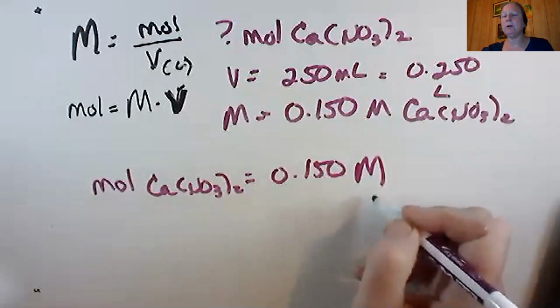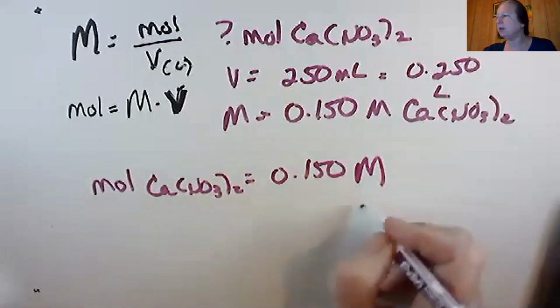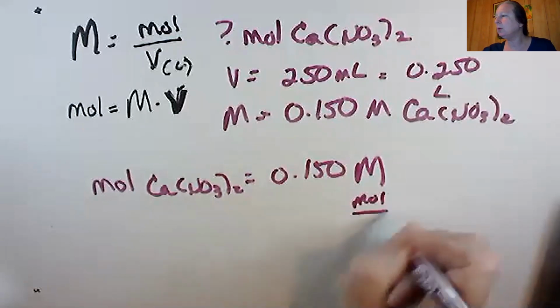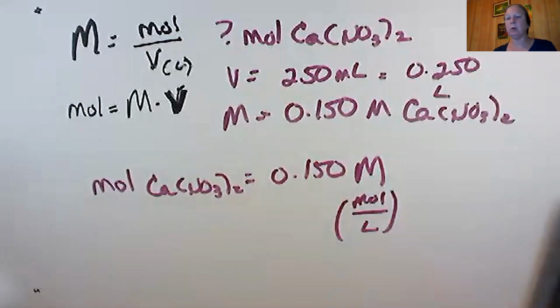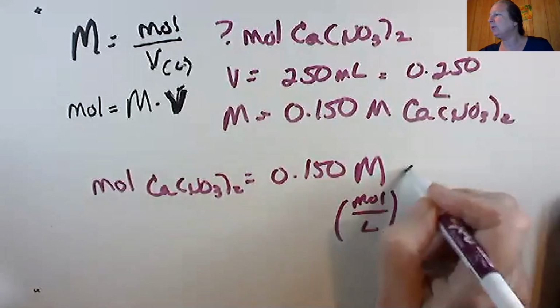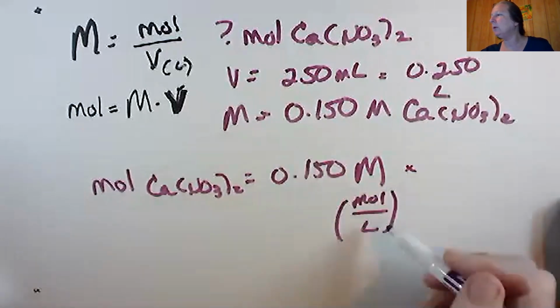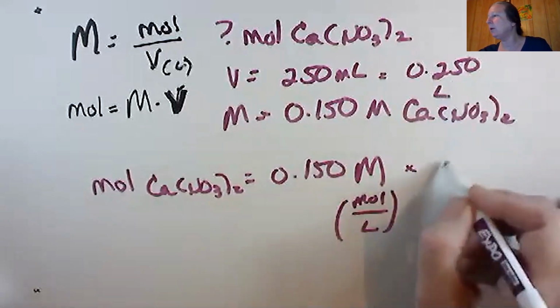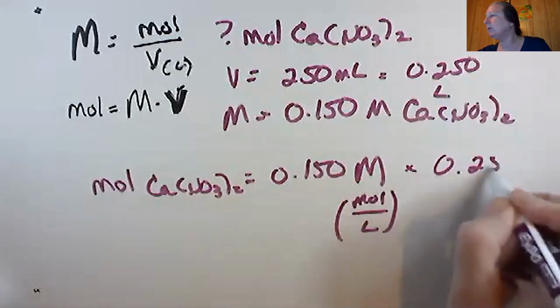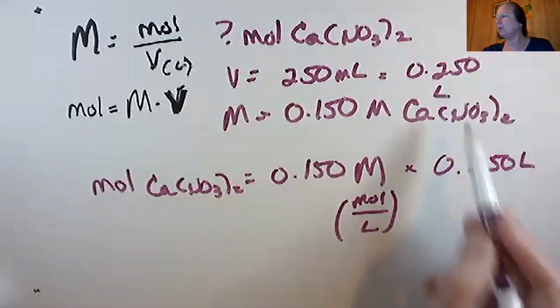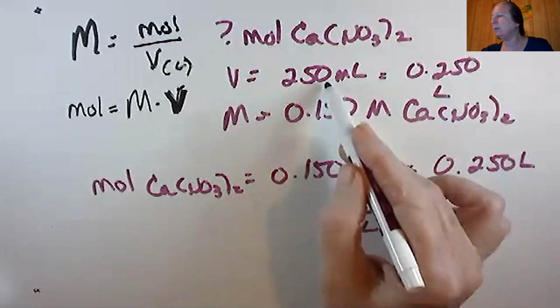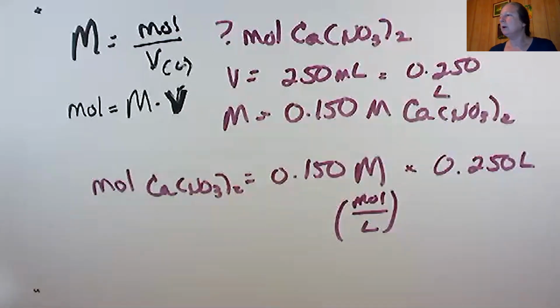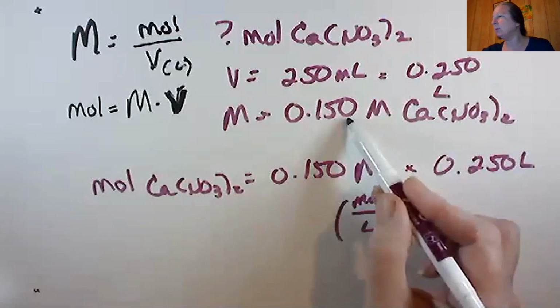And again, if you want to think in terms of units, this is moles per liter. That's the unit for molarity. And it's fine if you want to put that in instead. Times volume. I've converted my volume to liters. I did not drop my 0. This 0, I'm going to assume is important because this is 3 sig figs.